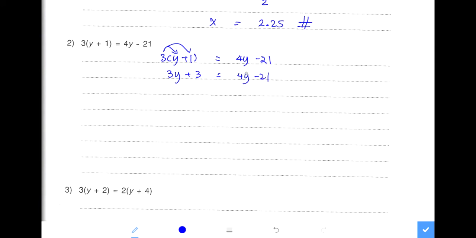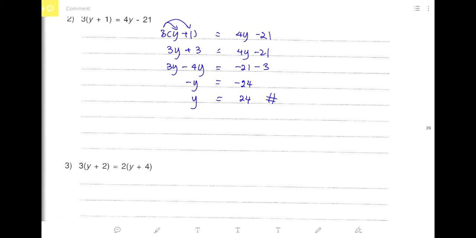So I will have 3y plus 3 is equal to 4y minus 21, right? And then move all the y's to the left. So you have 3y minus 4y is equal to negative 21, and this plus 3, the opposite of it is minus 3. 3 minus 4 is minus 1, right? So minus y is equal to negative 24. Negative is equal to negative, then the positive y is equal to positive 24 as well. Yeah, finished.